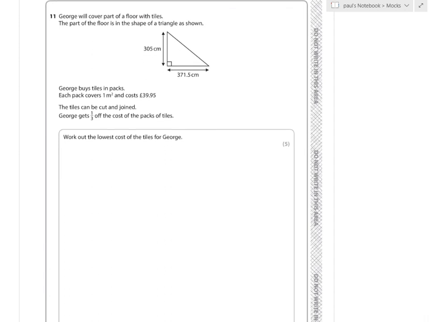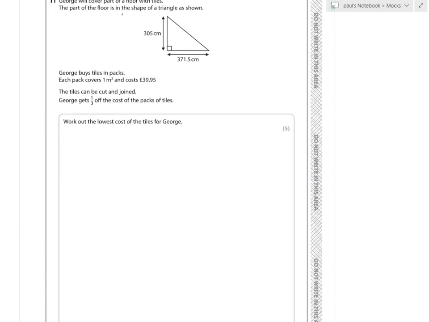George will cover part of the floor with tiles. The part of the floor is in the shape of a triangle. George bought tiles in packs. Each pack covers a metre and costs £40. They can be cut and joined. George gets a third off the cost of the packs of tiles. What's the lowest cost of the tiles for George?